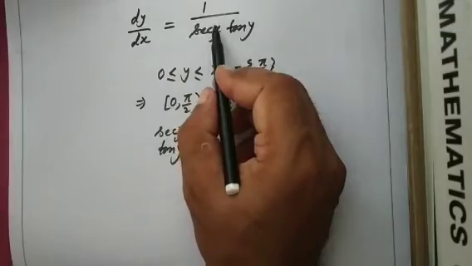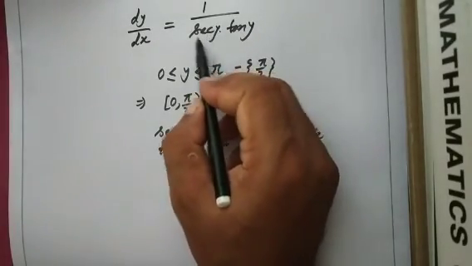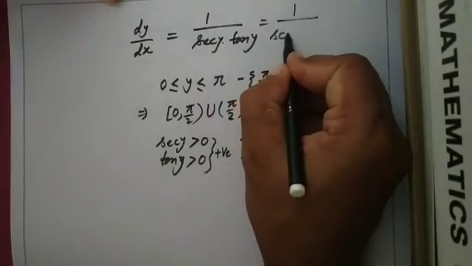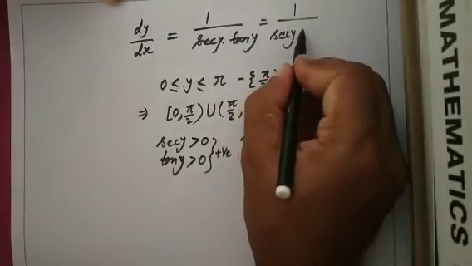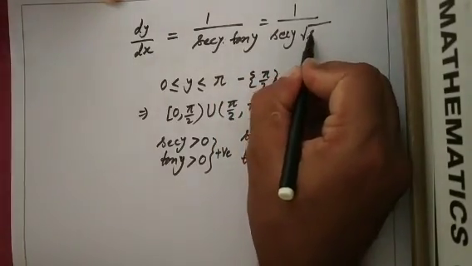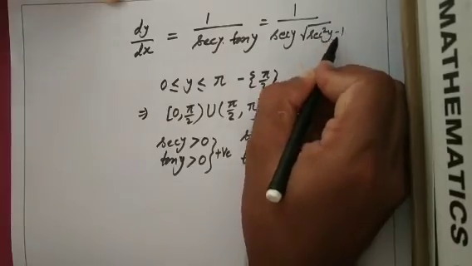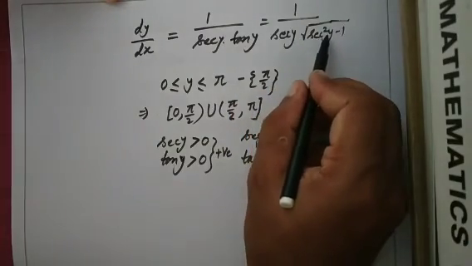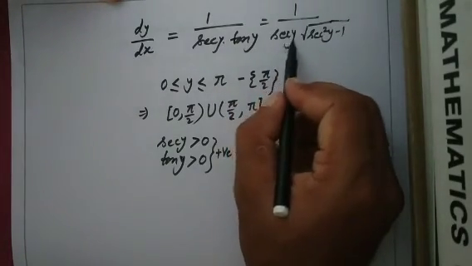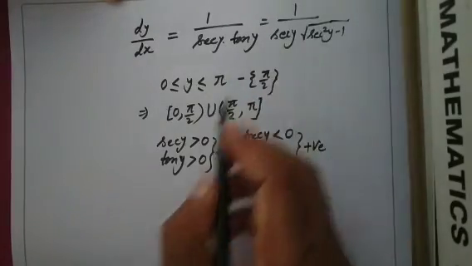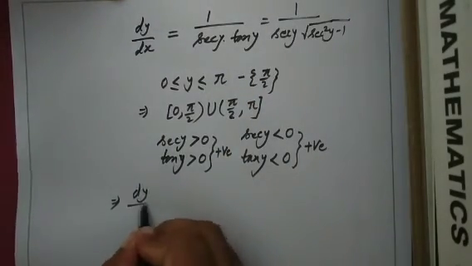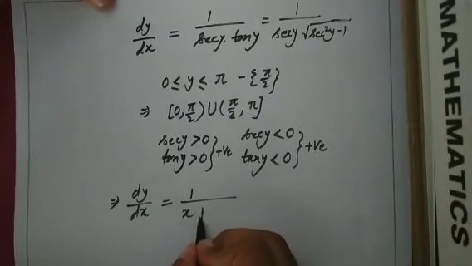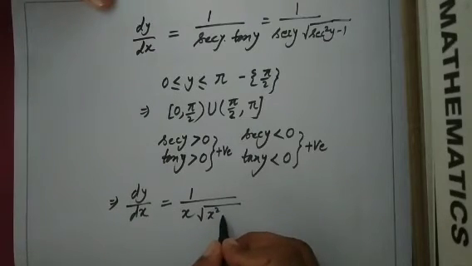That's why when we substitute the value of sec y as x, first you convert this function as 1 upon sec y. This tan you can write as under root sec square y minus 1, because using the identity we can write tan y as under root sec square y minus 1. Now when you substitute the value of sec y as x, what we get is dy by dx equal to 1 upon x under root x square minus 1.